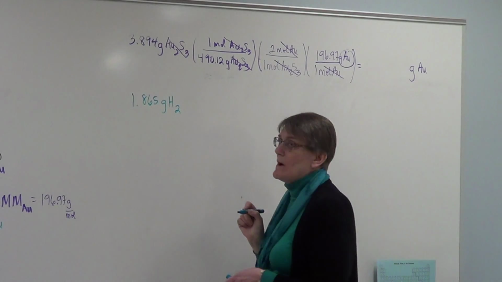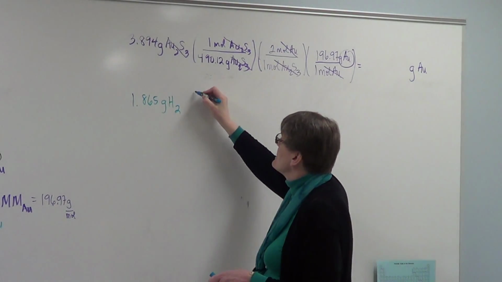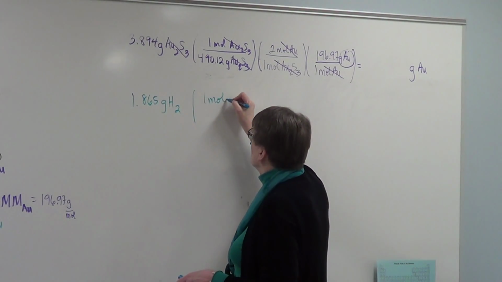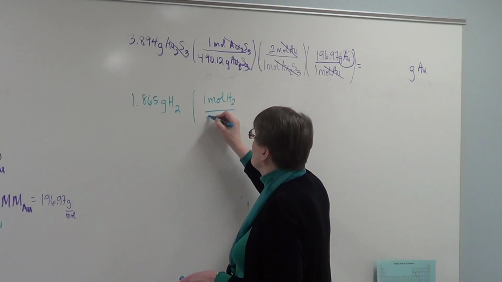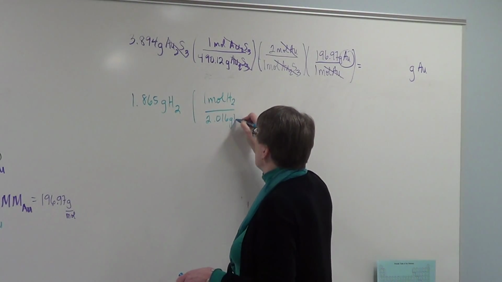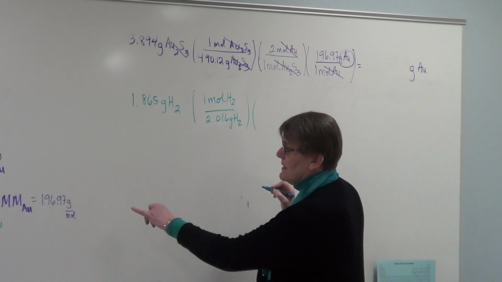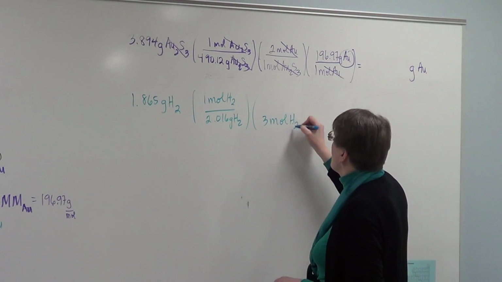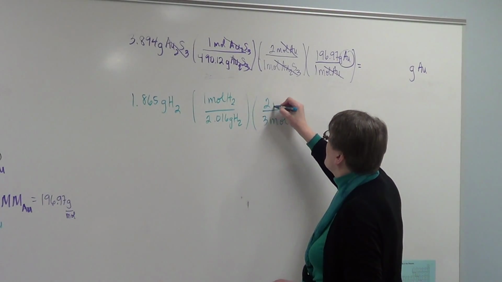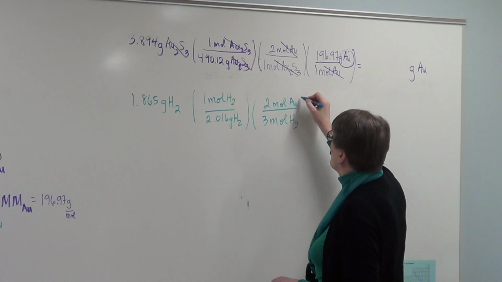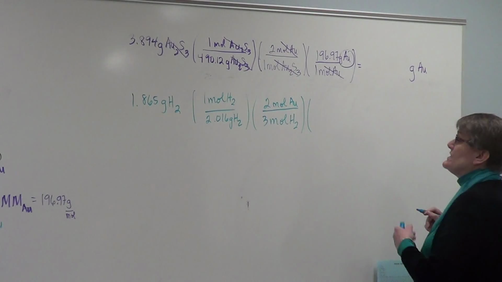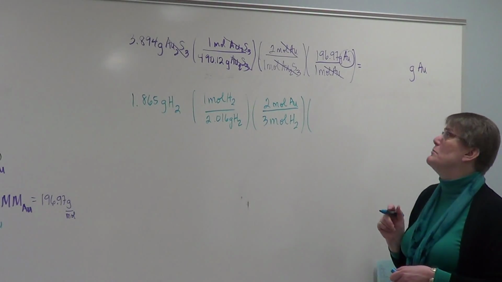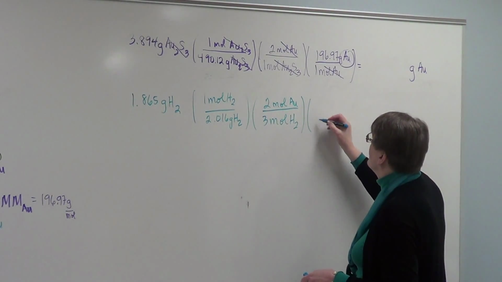So I start with my 1.865 grams of hydrogen. I have 1 mole of hydrogen over the 2.016 grams of hydrogen. I have 3 moles of hydrogen to 2 moles of gold. And then I have the same conversion from moles of gold to grams of gold.